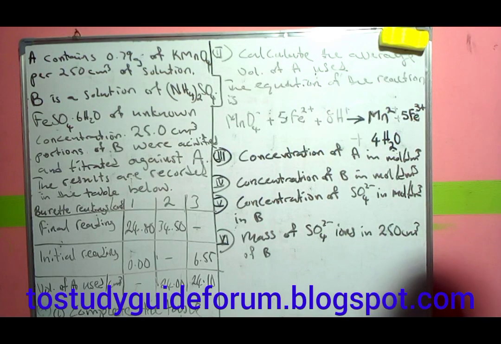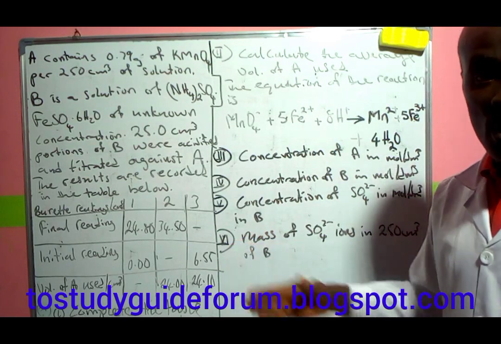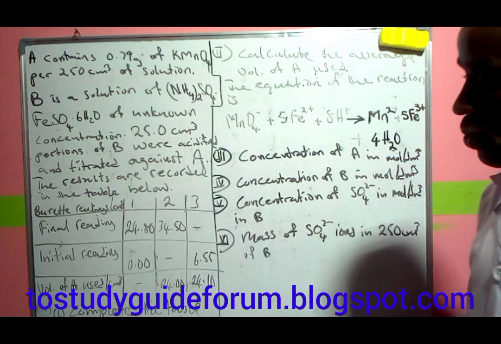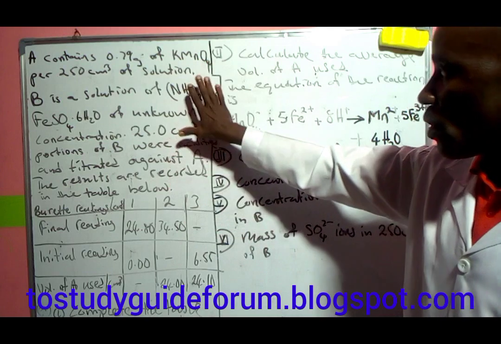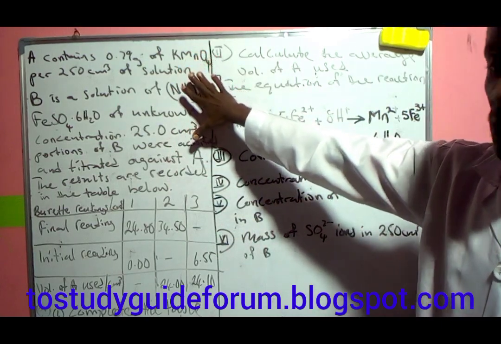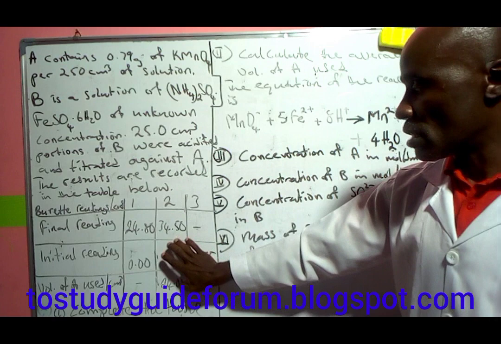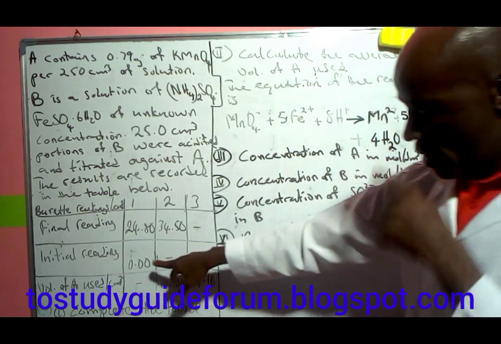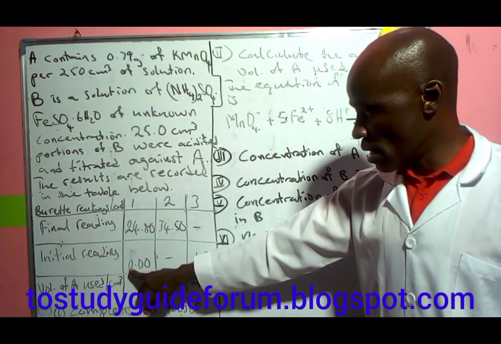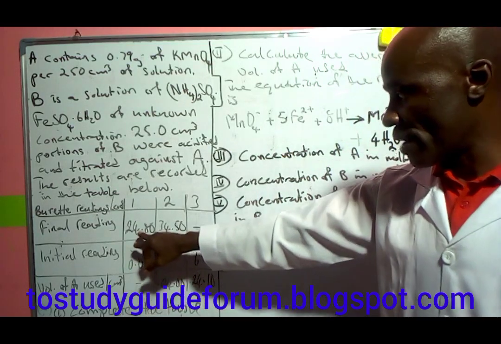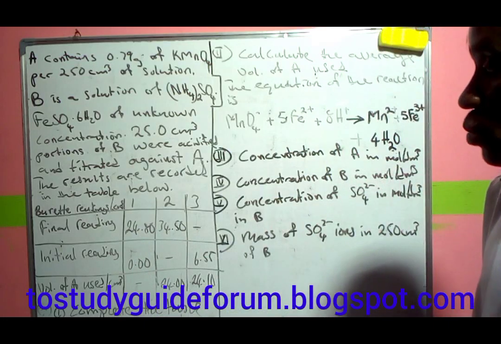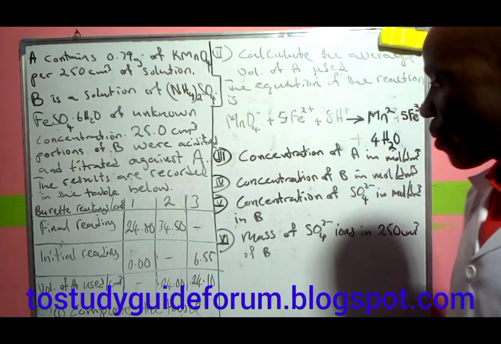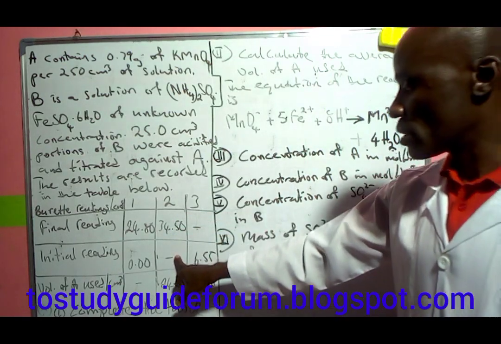In alternative to practical, they will give you something that looks like this so that you fill it up, because you are not expected to do the titration, the practical itself. This is the record from the result of this volumetric analysis or titration. Then this is the table. In the first reading, the initial reading was 0.00 and the final reading is 24.80. The second reading we have 34.50, and then here is a dash.